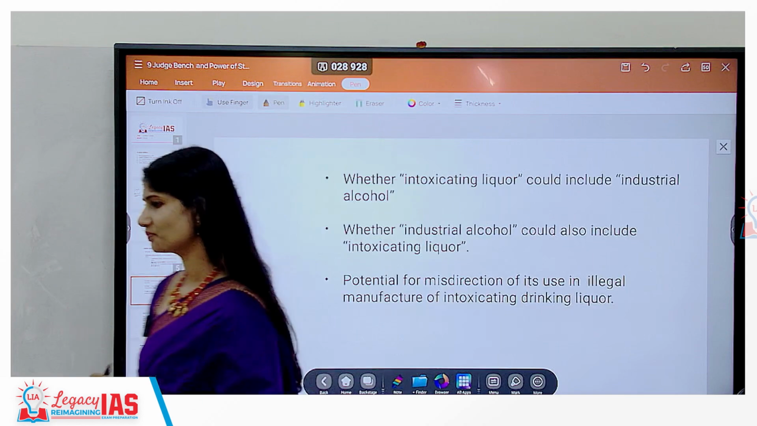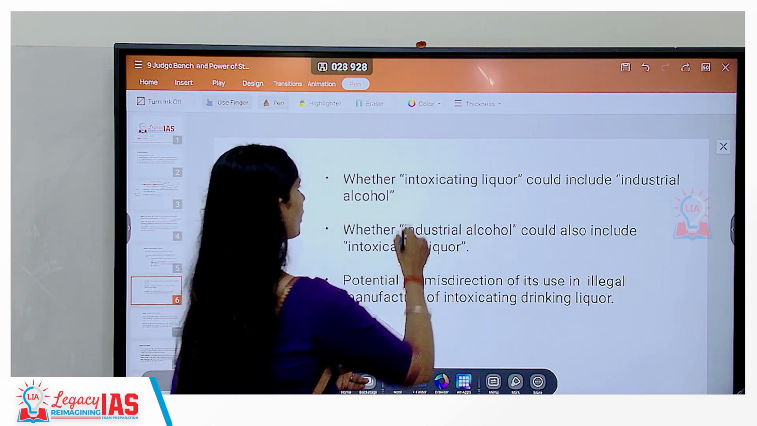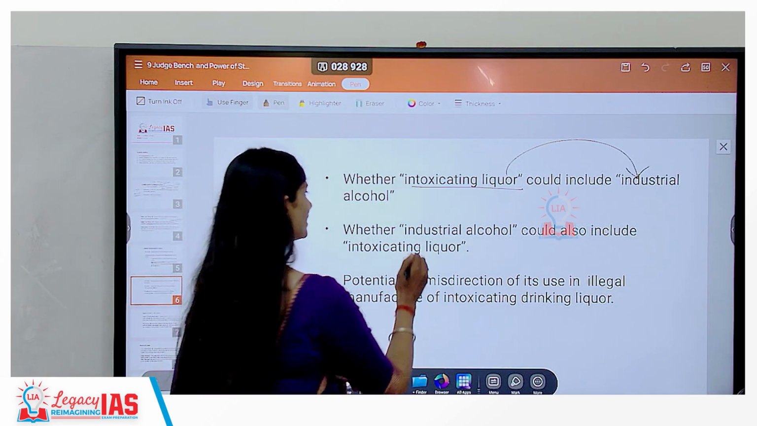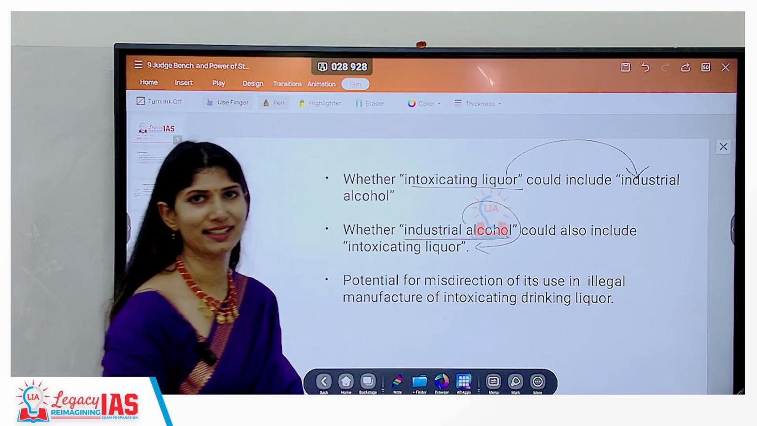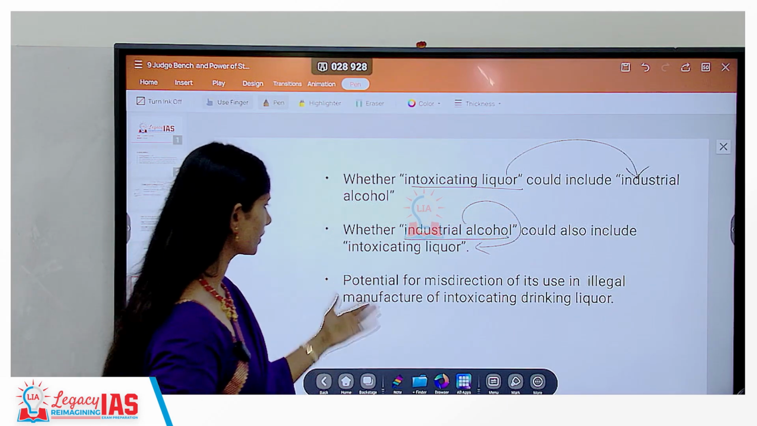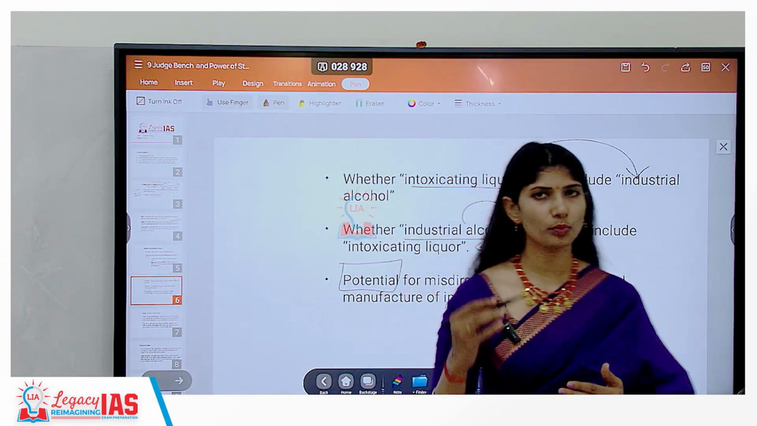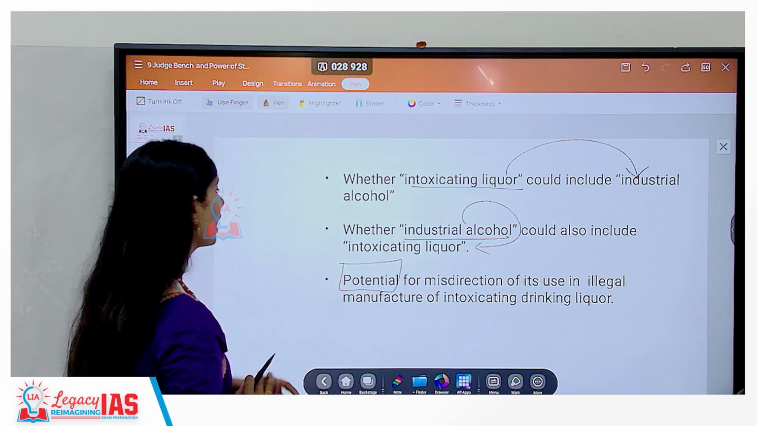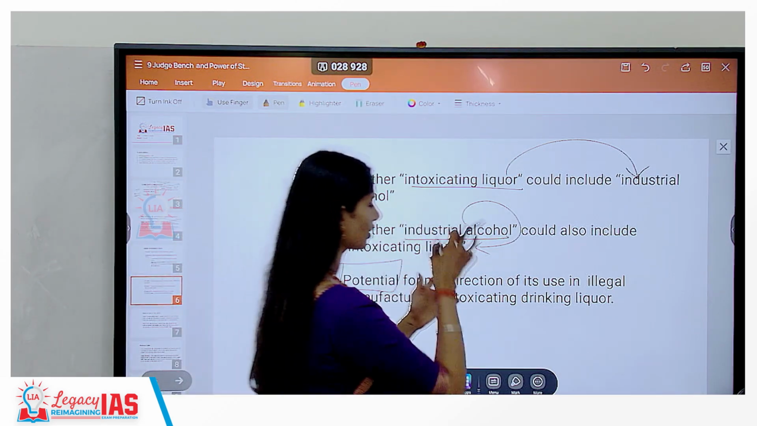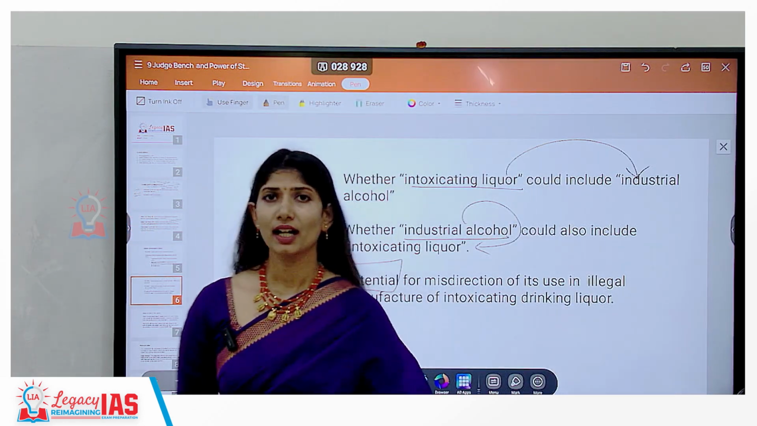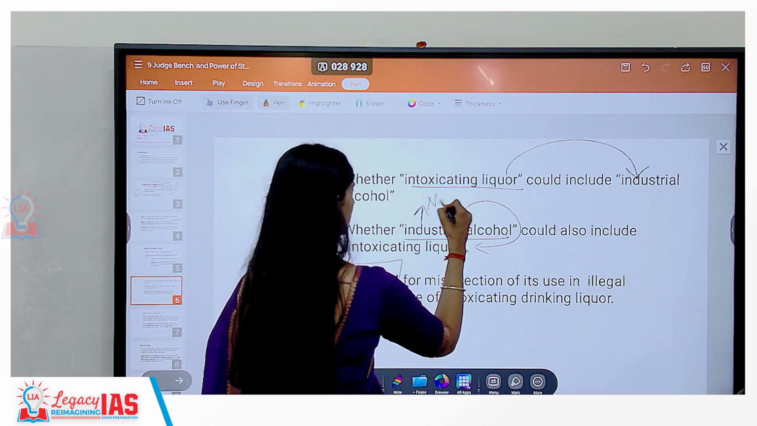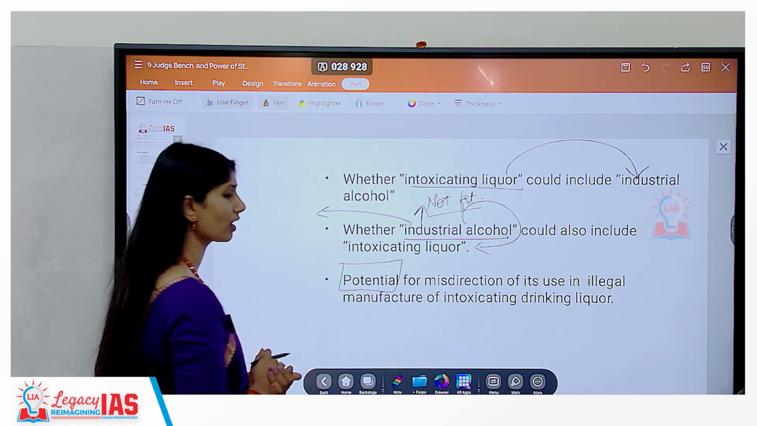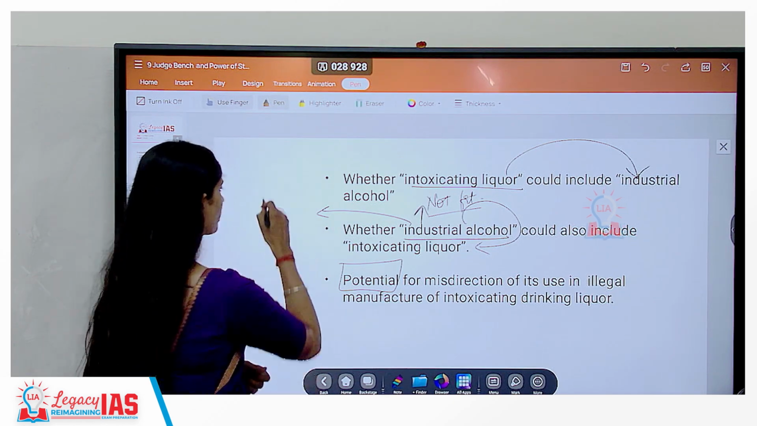Now, the questions that arose were whether intoxicating liquor could also include industrial alcohol, and the second, whether industrial alcohol could also include intoxicating liquor. Understanding? That's what I said, industrial alcohol has the potential to be directed towards production of illegal alcohol. Amidst all this, the court held that whatever it is, intoxicating alcohol or industrial alcohol, you first have to know this is not fit for consumption. But at the same time, considering the states' perspective, their strained economies and also the concept of alcoholic beverage, it should be seen from a very broader perspective.